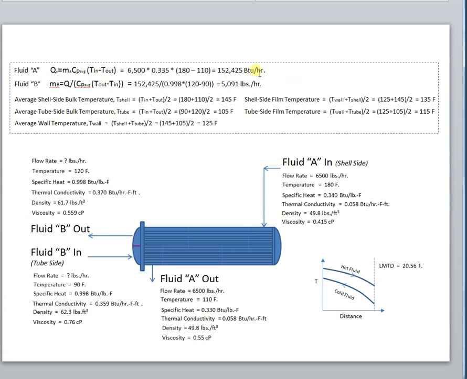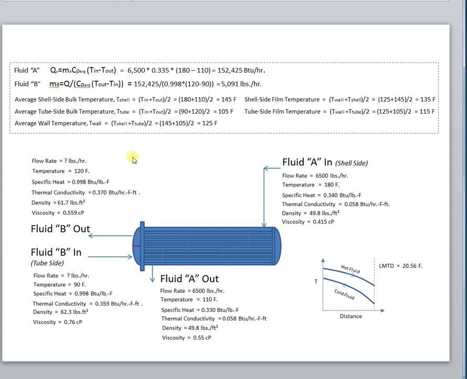First, we'll calculate the amount of heat that's transferred from fluid A. So fluid A transfers 152,425 BTUs per hour. That means the flow of fluid B will be 5,091 pounds per hour. The fluid parameters are all provided here on this form for fluid A and for fluid B on the inlet and outlet.